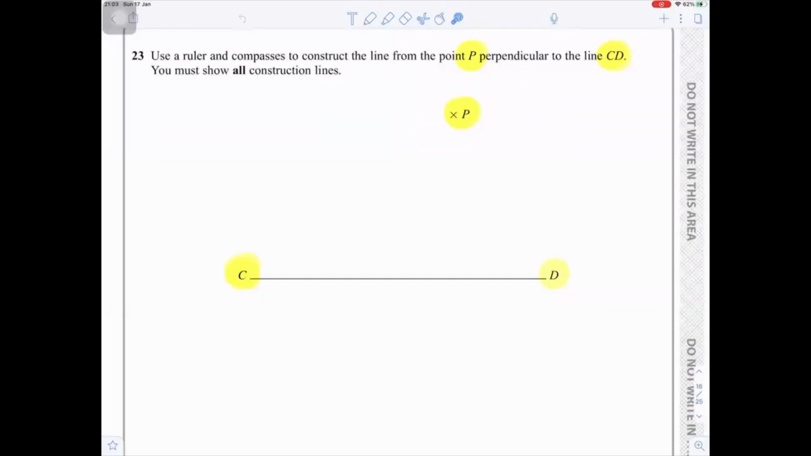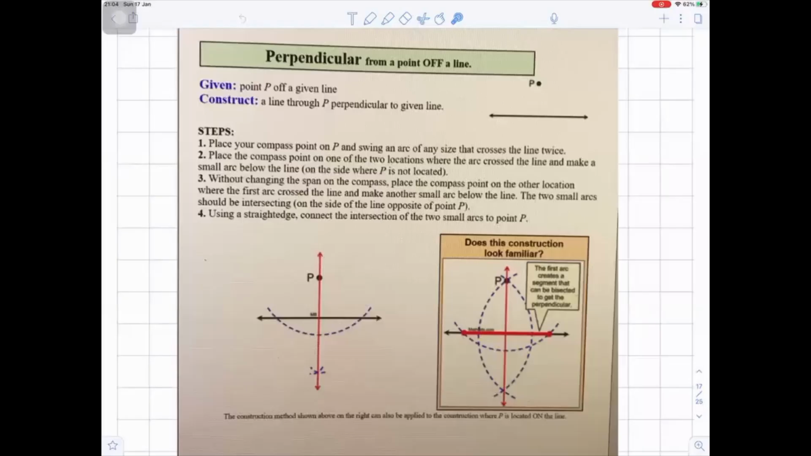Question number 23. Use a ruler and compasses to construct the line from the point P perpendicular to the line CD. You must show all your construction lines. So you've got the line CD and the point P. So this is how you construct a perpendicular from a point to a line. You go to step number 1. Place your compass point on P and swing an arc of any size that crosses the line twice. So you can see an arc there. It crosses the line twice, 1, 2. That's the arc.